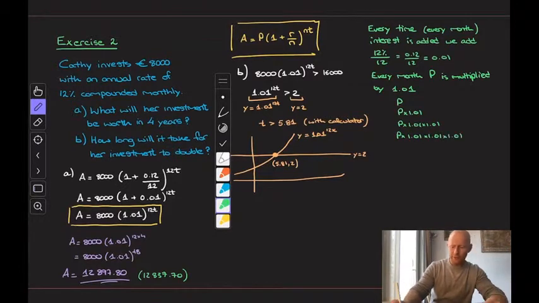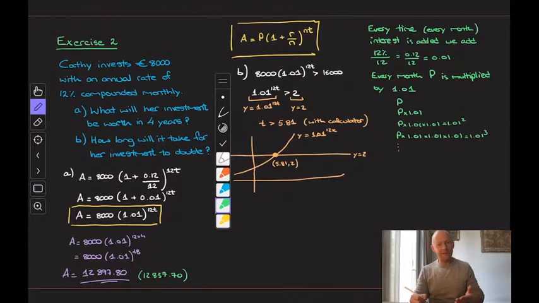And I'm sure you can see where I'm heading with this. This would be 1.01 squared. This would be 1.01 cubed, and so on and so forth. But here comes the problem. There are 12 months in a year.